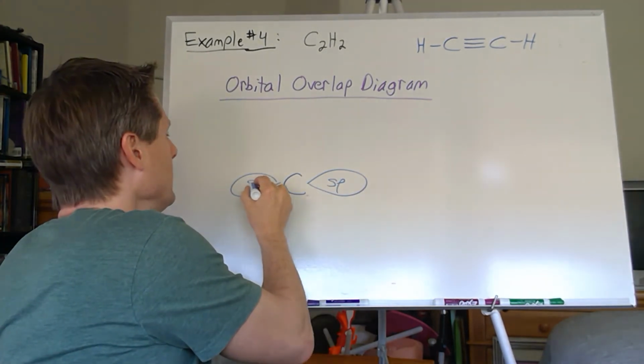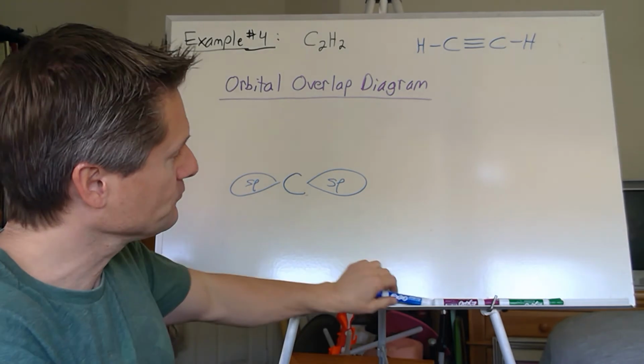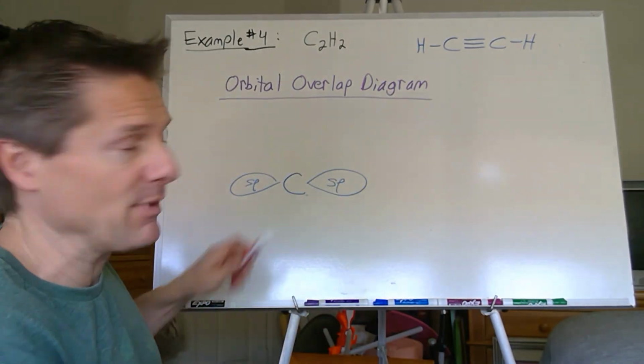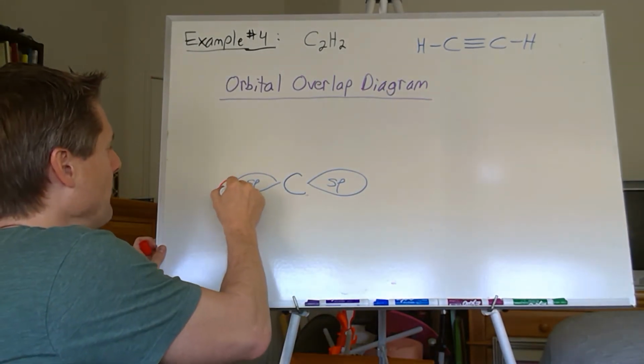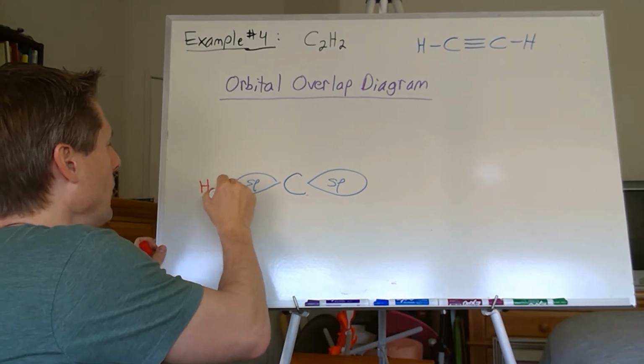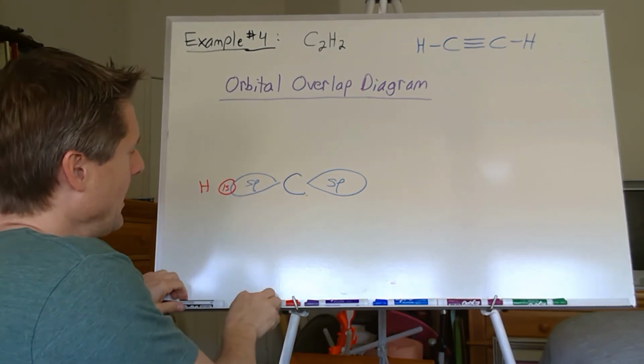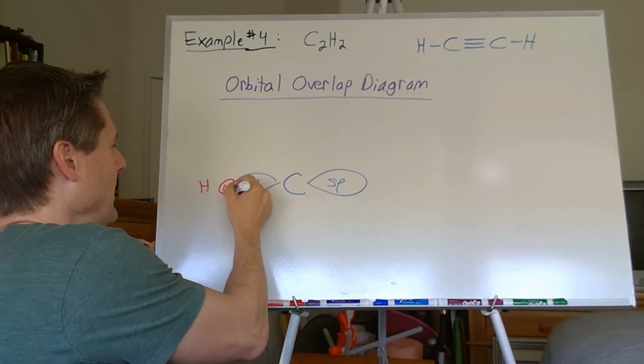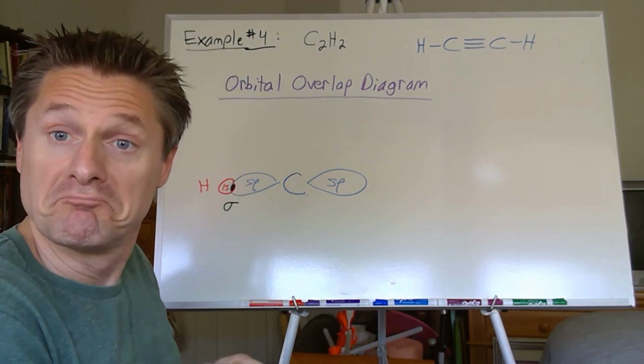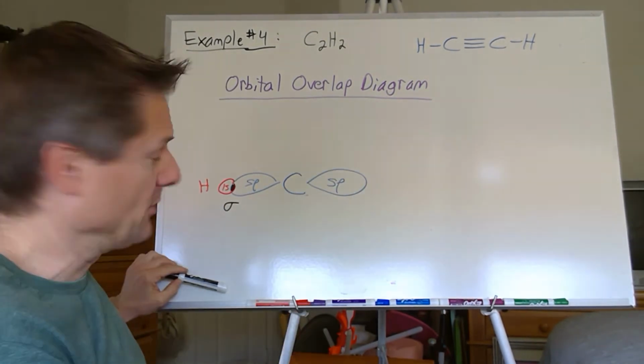There's your sp, and on your sp, you're going to have a hydrogen overlapping over here. So let's overlap that hydrogen here with the 1s, and we've got a sigma bond right there. Easy. It's kind of a mirror image on the other side.